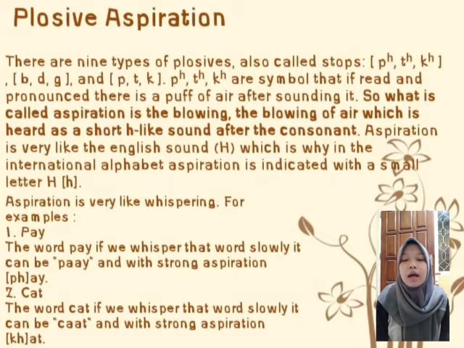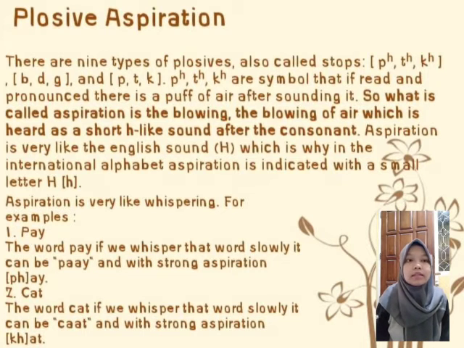Okay, now I will explain about the rules of syllables. Plosives, expiration. There are 9 types of plosives, also called stops, and they are divided into 3 parts. The first is p, t, k, the second is b, d, g, and the last is p, s, k.